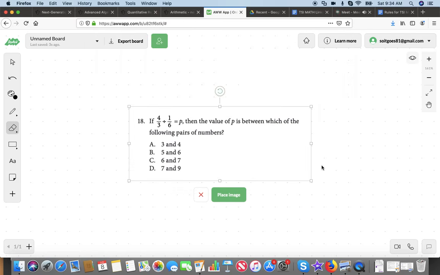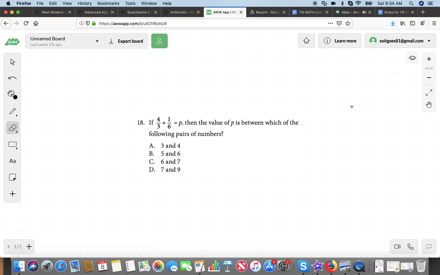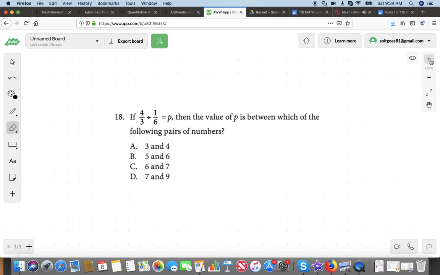Dividing fractions. Go ahead and read question number 18 for me, please. If 4/3 divided by 1/6 equals P, then the value of P is between which of the following pairs of numbers? Yeah, here you're just going to have to know the operation here, I think.